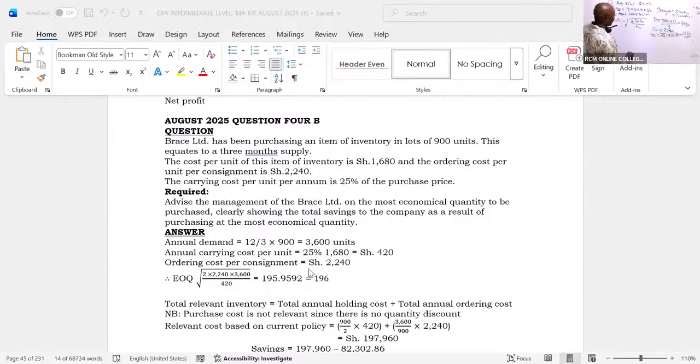So now you can come and substitute here. This will be the square root of 2D, where D is 3,600, times CO, which is 2240, all over HC, which is 420. So first of all, you do whatever we have in brackets there.